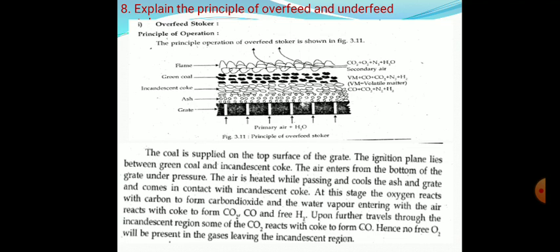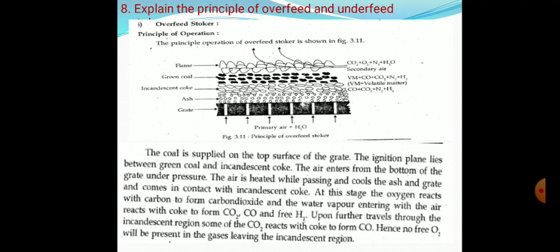Explanation. The coal is supplied on the top surface of the grate. The ignition plane lies between green coal and incandescent coke. The air enters from the bottom of the grate under pressure. The air is heated while passing and cools the ash and grate, and comes in contact with incandescent coke.